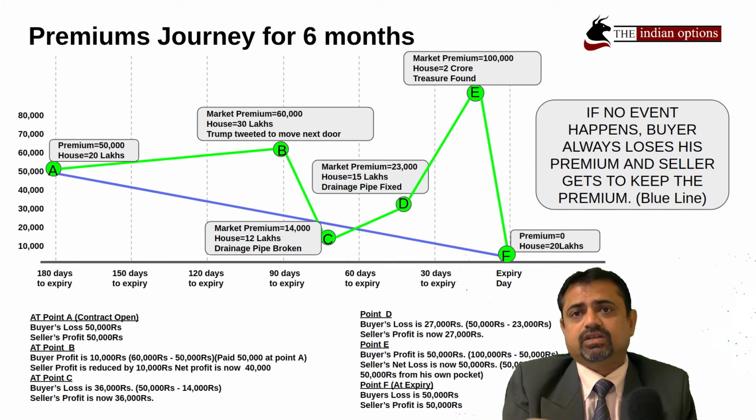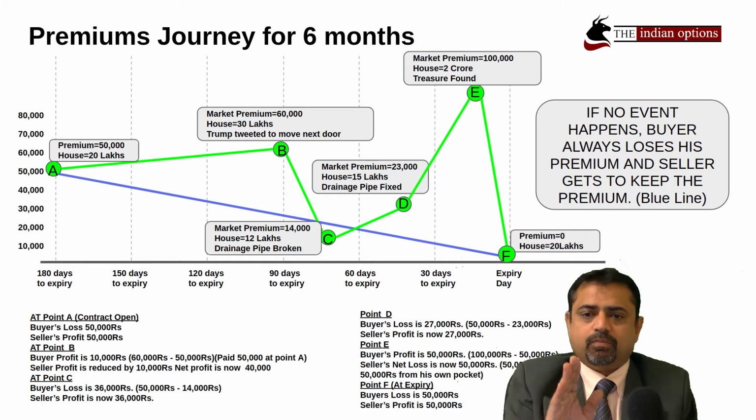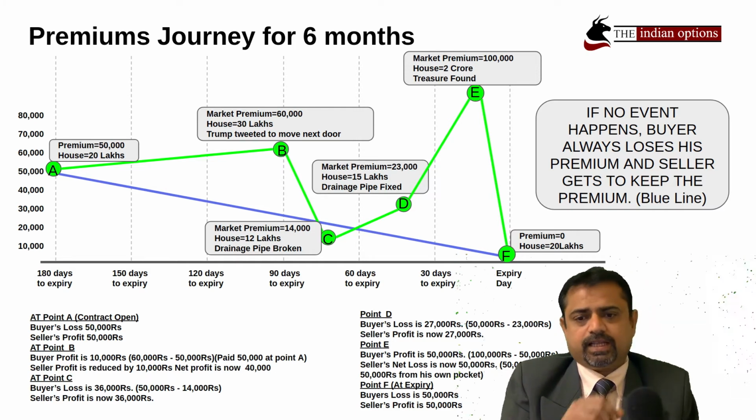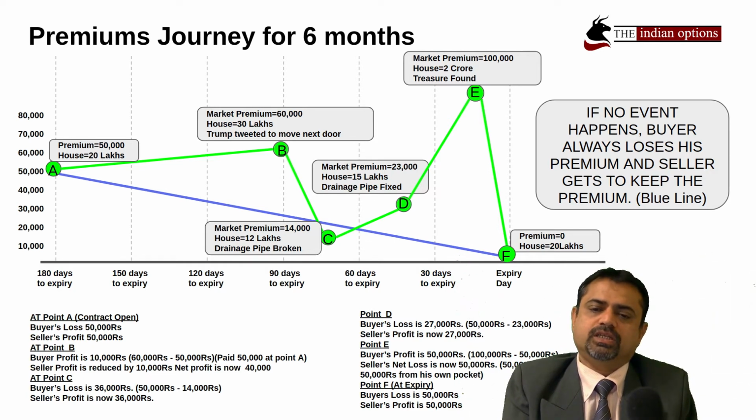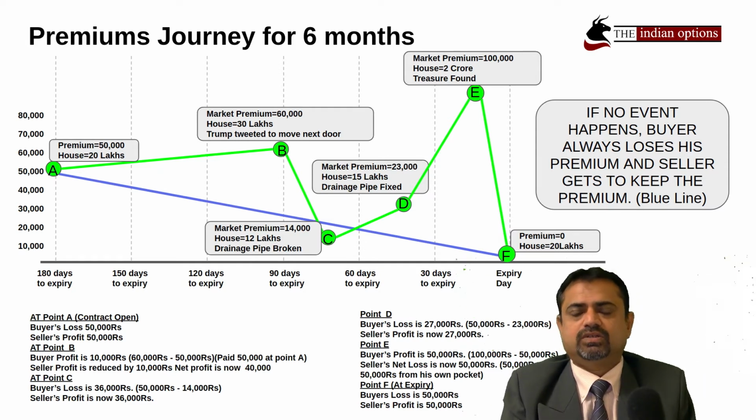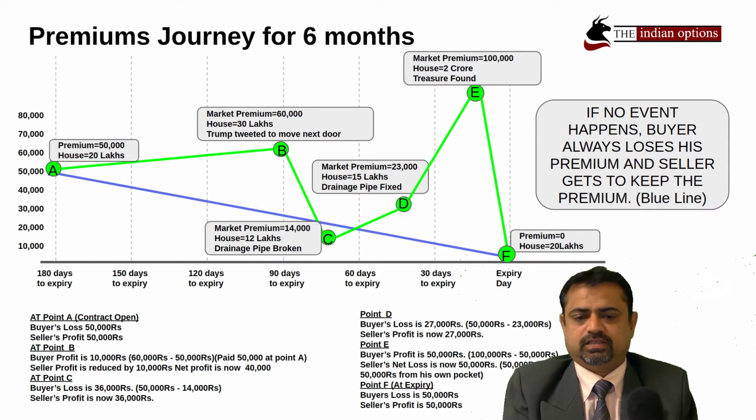He already got 50,000. Out of that 10,000 he will have to give, so 40,000 is remaining at point B. Now, say for example the drainage issue occurred and now we are at point C. In point C, the house price has become 12 lakhs, the market premium is now say 40,000 and the drainage pipe is broken, and now there is a very big loss. The buyer lost 36,000 rupees, okay, because the premium is now only 14,000, right? So he has lost 36,000 and the seller's profit is 36,000.